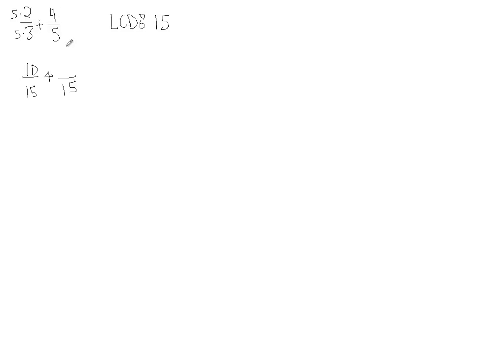Let's do 4 over 5 now. 5 times what will give us 15? Well, 5 times 3. Whatever we do in the denominator, we need to do in the numerator. Multiply by 3 up here as well. 4 times 3 is 12. Now we have 2 fractions with a common denominator, so in our answer we just carry the same denominator and add across the top. Our numerators are 10 and 12. 10 plus 12 is 22, and that's our answer.